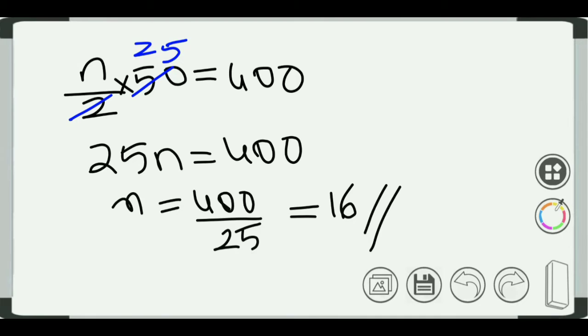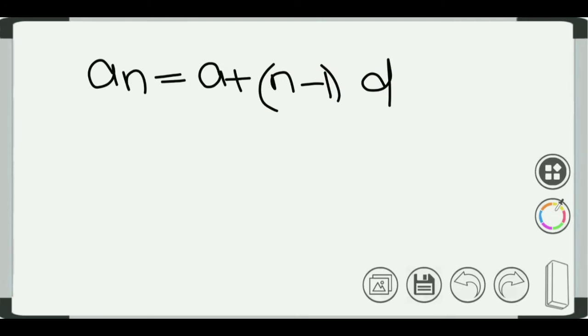For that you can put this equation in our an formula. an is equal to a plus n minus 1 into d. So this is your formula. Now you can substitute for everything. See, an value you have, a value you have, n also you know. You need to find d.